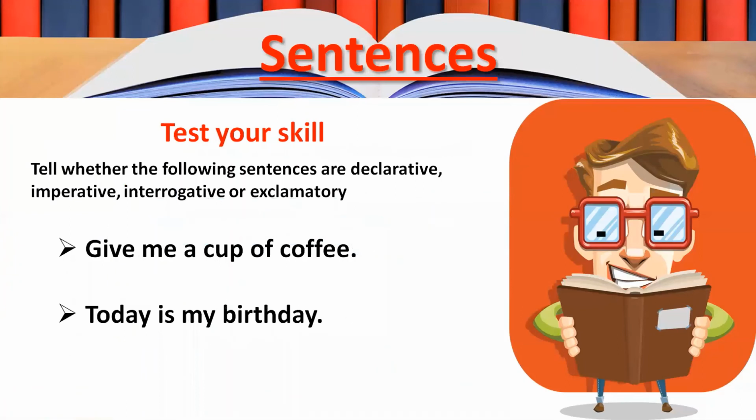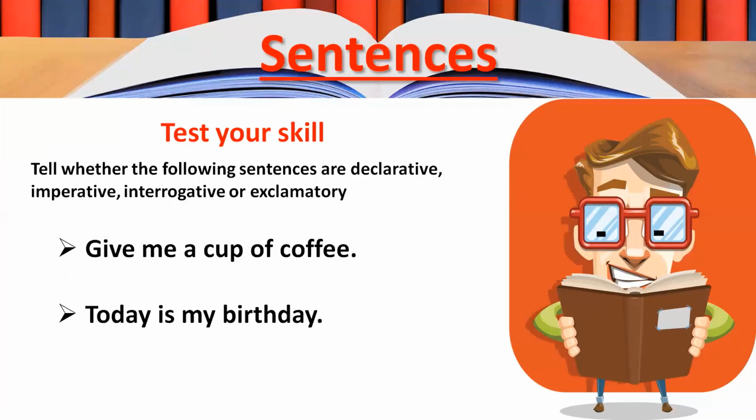Now let us see how much you have remembered. I hope you have understood the different types of sentences. So let us identify these sentences. Please try to think and tell whether they are declarative, imperative, interrogative or exclamatory. First sentence, give me a cup of coffee. What do you think it will be? Okay, just read the sentence and try to think what type it is. Well, it is an order. Give me a cup of coffee.